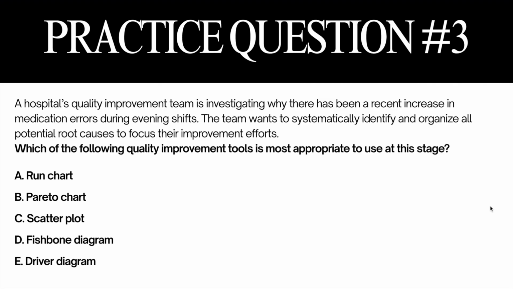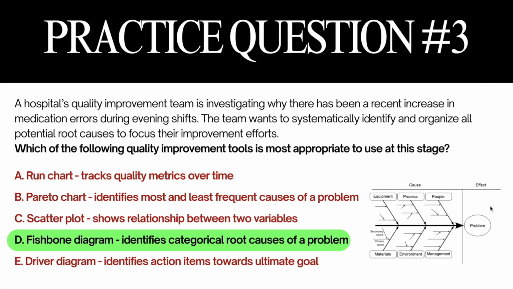Go ahead and pause the video if you need more time, but this is going to be a fishbone diagram. Remember that a fishbone diagram looks at one end problem, end error, and looks at all of the different root causes of a problem while organizing those root causes into categories. And that's exactly what this QI team wants here.